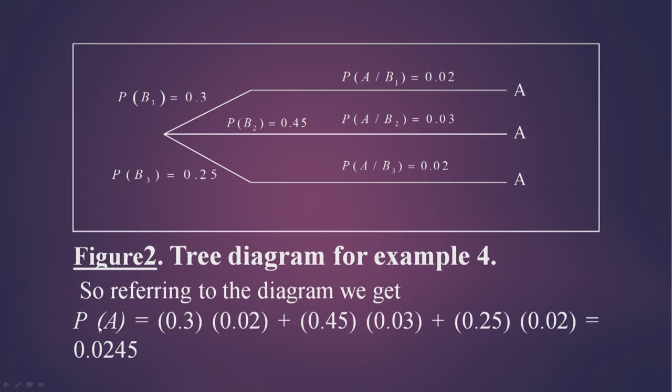So, probability of A will be 0.3 into 0.02 plus 0.45 into 0.03 plus 0.25 into 0.02, and this if we calculate we will get 0.0245.